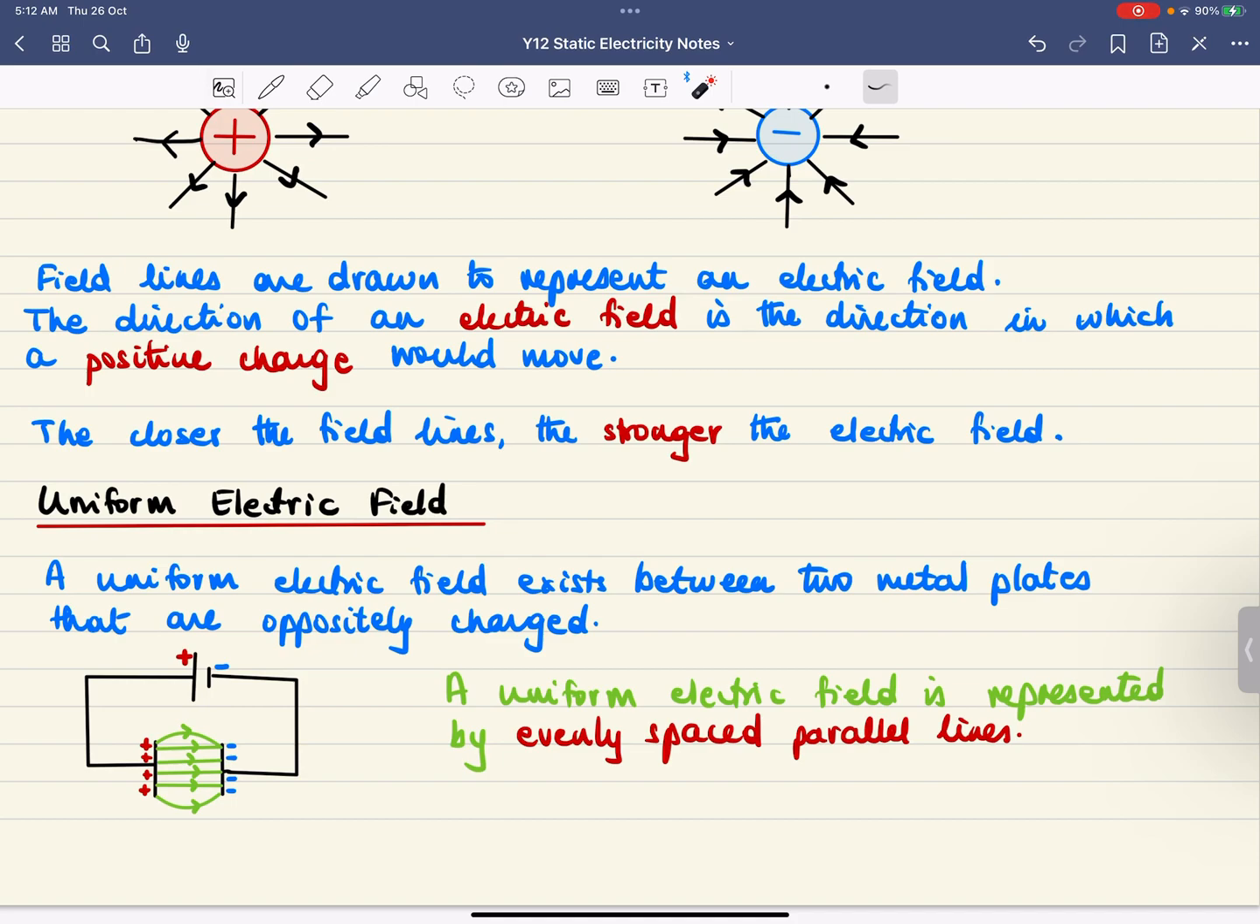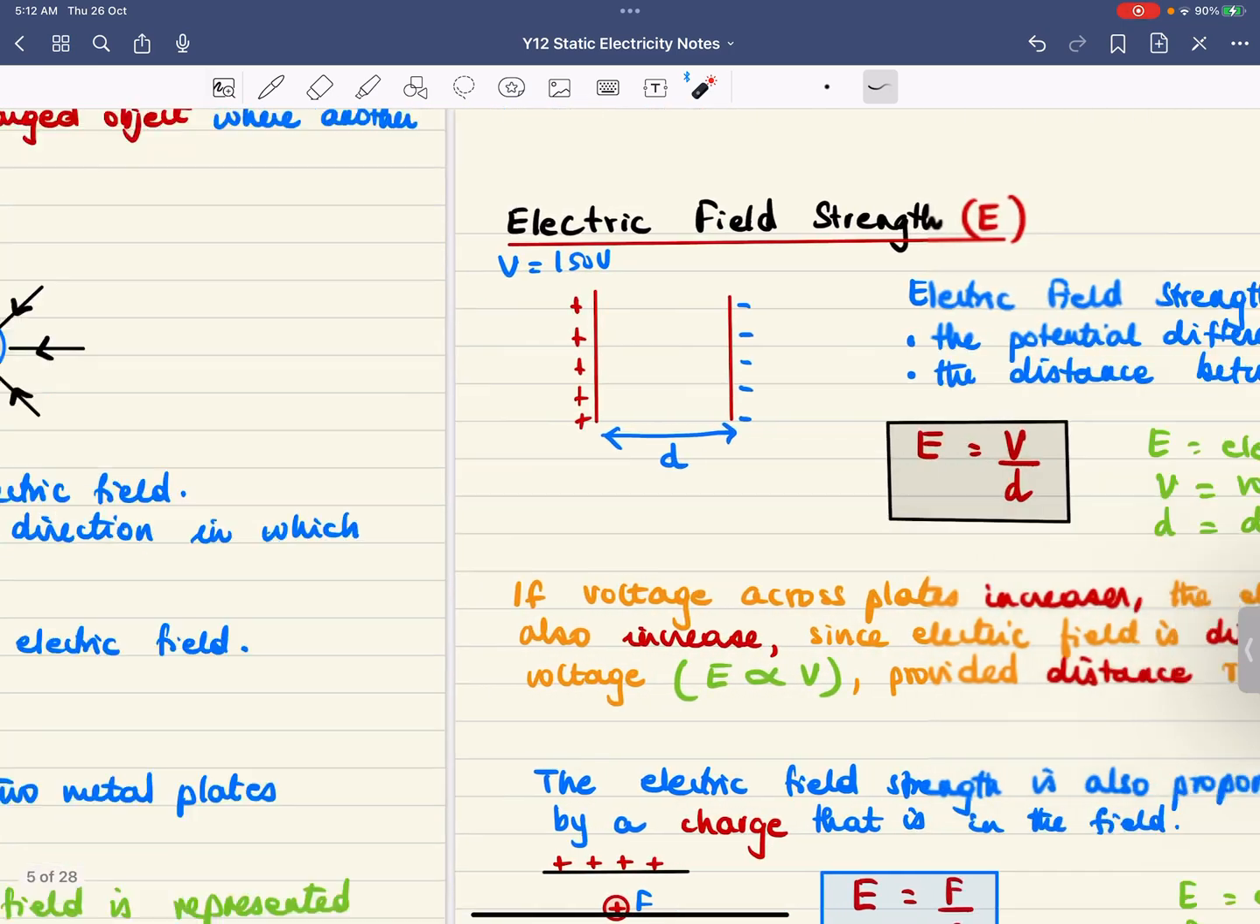How do you know these lines represent a uniform electric field? The way that you know that is that it's evenly spaced lines that are parallel to each other. Just outside the plates, the field is no longer uniform, so the lines are curved.